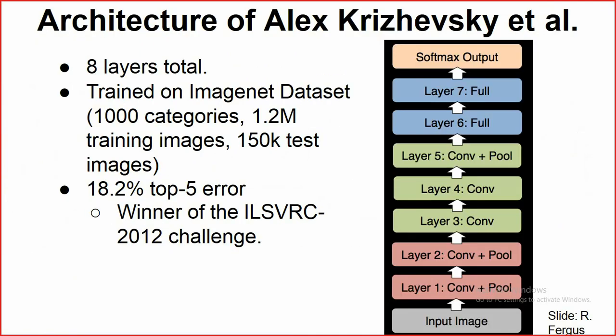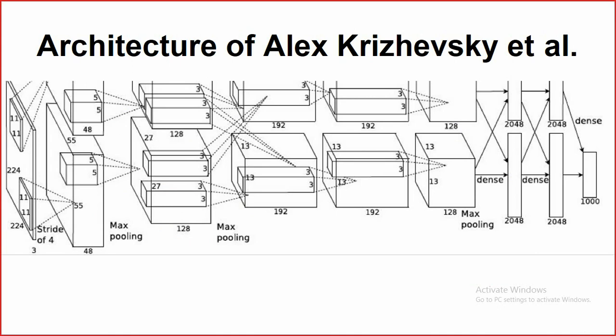Okay, so this is one of the earliest famous architectures. We call it AlexNet. This is the winner of the ILSVRC challenge in 2012. There is a specific dataset which consists of 1.2 million images, and there are 150,000 test images, and the images are from 1000 categories.